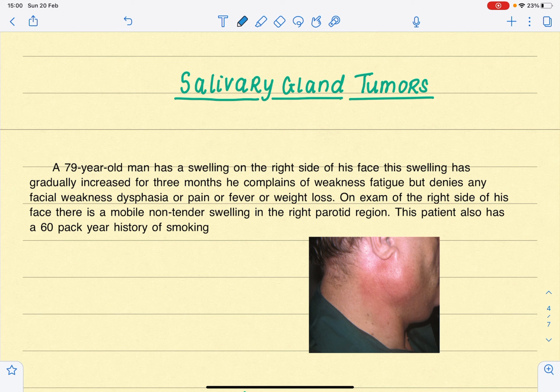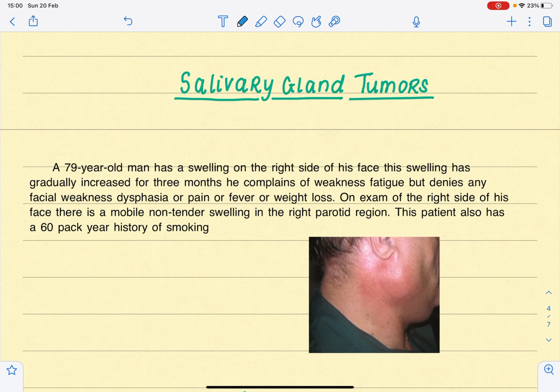We're going to be discussing two clinical cases in relation with salivary gland tumours. Salivary gland tumours, the most common are typically benign, and the most common is pleomorphic adenoma, but the most common malignant type is the mucoepidermoid type of tumour.